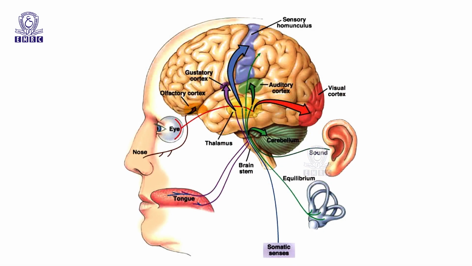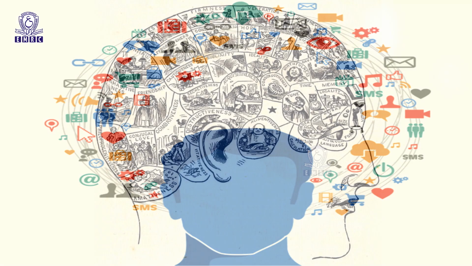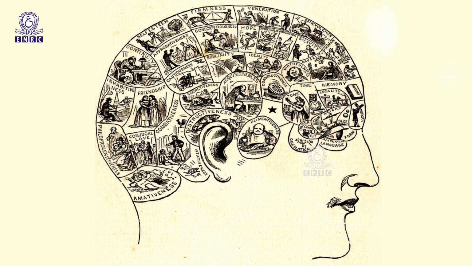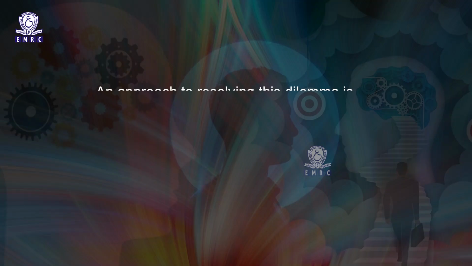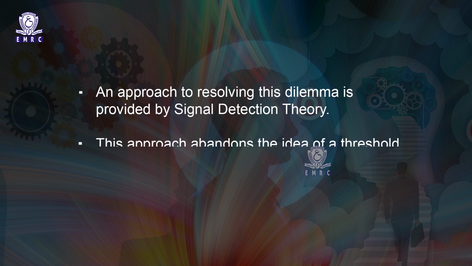Factors other than the sensitivity of sense receptors influence the signal detection process. There is no single fixed value below which a person never detects the stimulus and above which the person always detects it. In general, psychologists typically define threshold as that intensity of a stimulation that a person can detect some percentage of the time. An approach to resolving this dilemma is provided by signal detection theory.